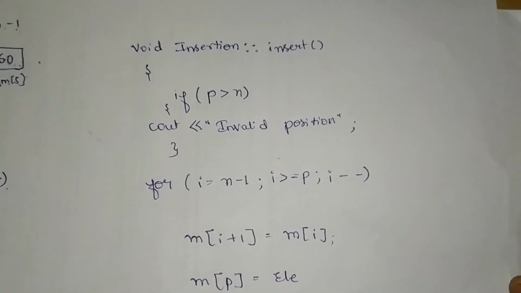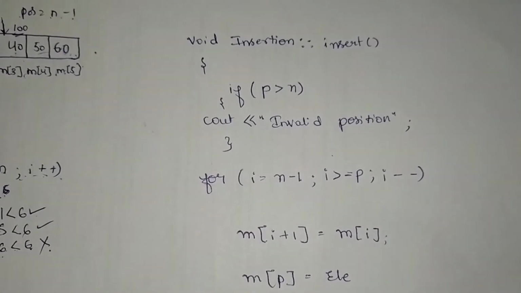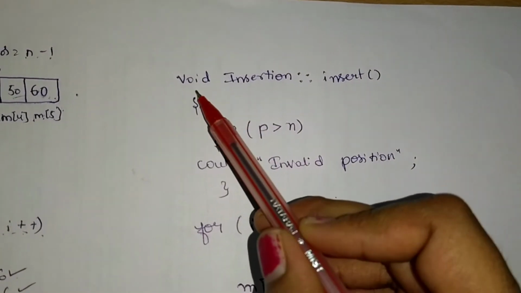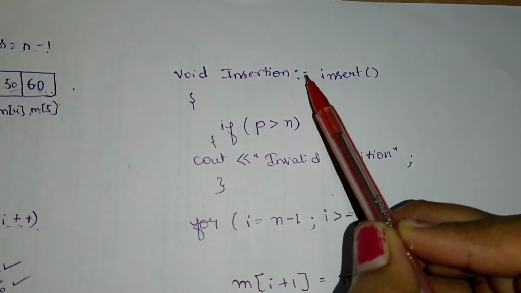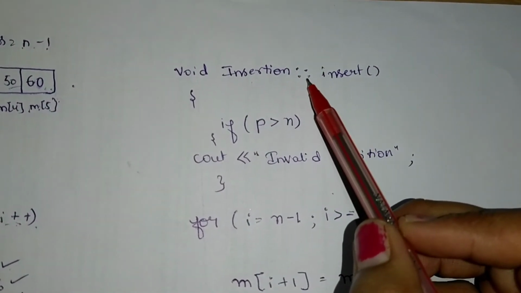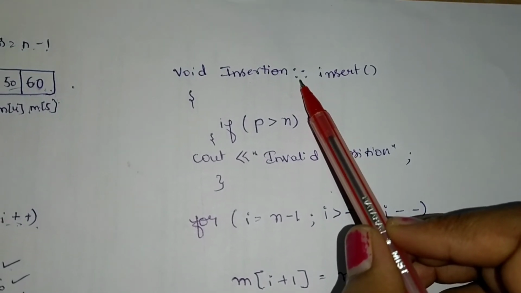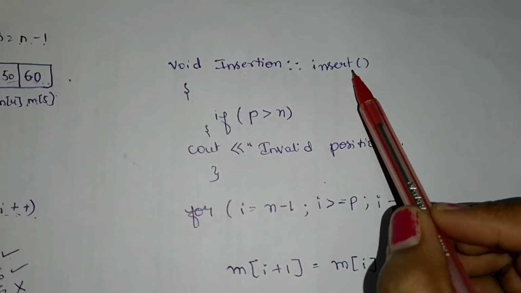So now we'll see the insert member function. In order to define any member function outside the class, first we need to specify the return type, then the class name and the scope resolution operator. So this is mainly used to define the member function outside the class. So here the member function name is insert.